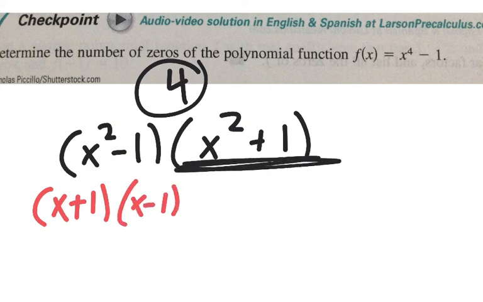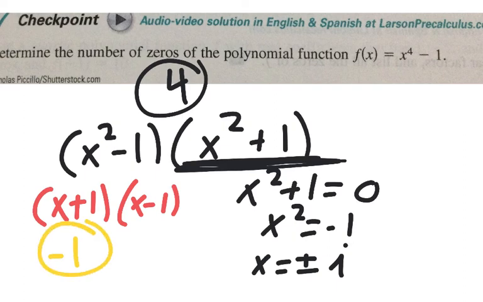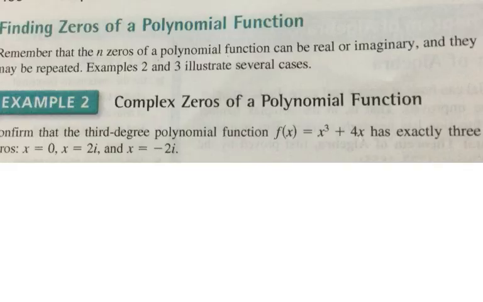And then I'm going to set this one equal to 0 because it's going to give me imaginary roots. So my roots are negative 1, 1, i, and negative i. Not only can I tell you there are 4 roots, I can identify what the 4 roots are. So we don't have to do that yet, but that's what we're fixing to be doing. So I thought I might as well do it there. But let's just repeat it here. Remember that n zeros of a polynomial function can be real or imaginary, and they can be repeated.